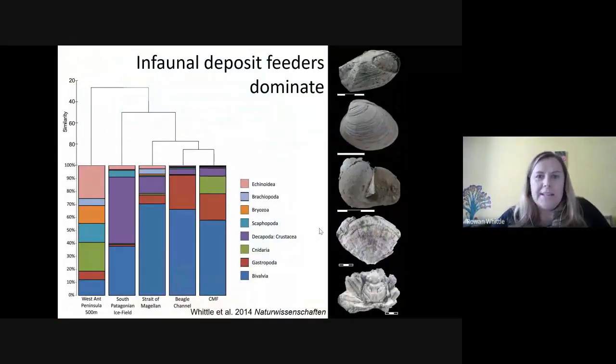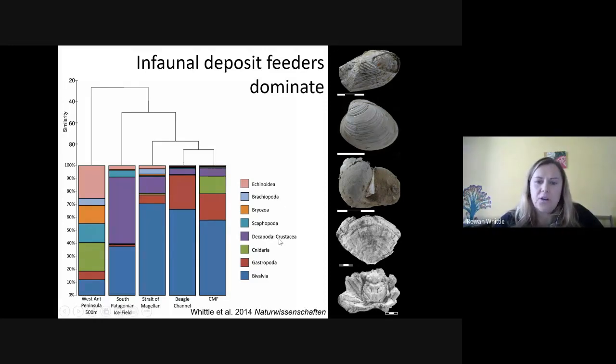So this unit, unfortunately, completely complicates the story that we've been looking at. And this is because it is dominated by infaunal deposit-feeding bivalves, such as nuculanids and nuculids. We do have some predatory gastropods, but importantly, we also have very large numbers of predatory crabs in this unit in an icy environment. So this is, as I said, making the story much more complicated.